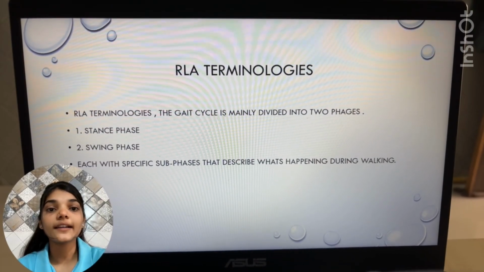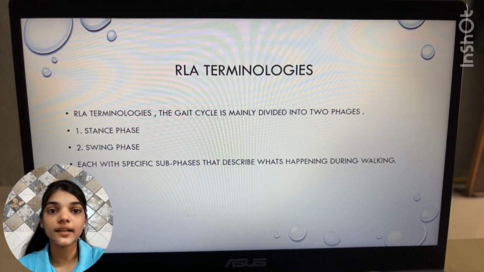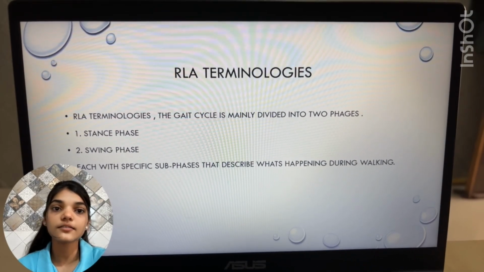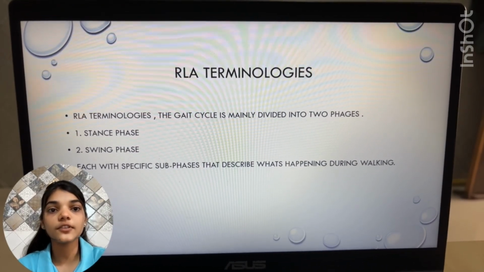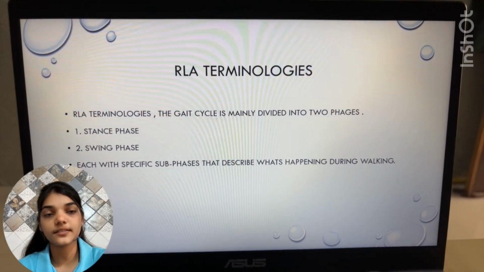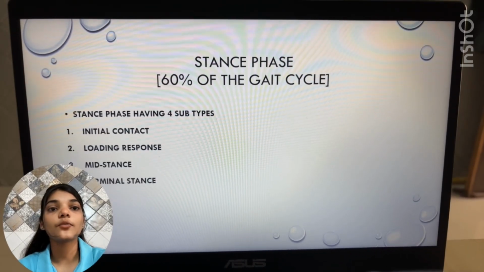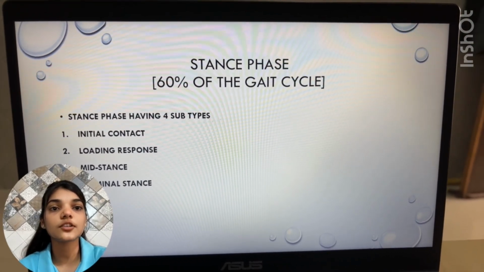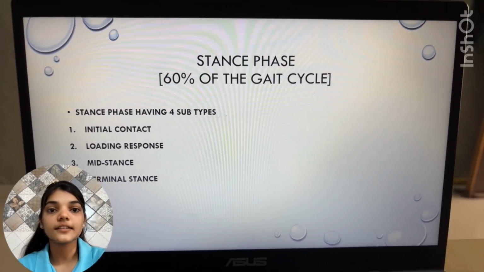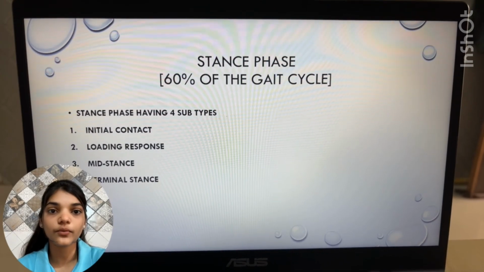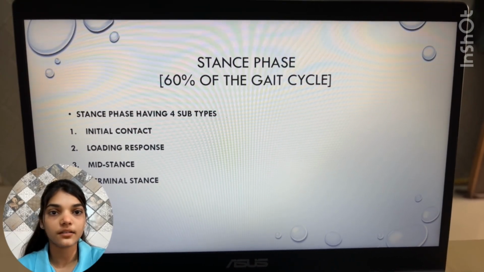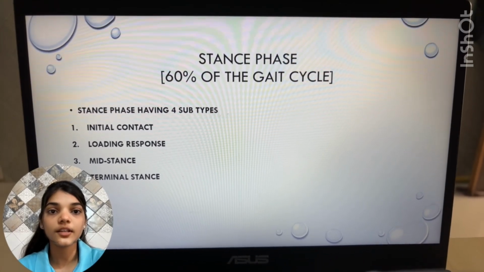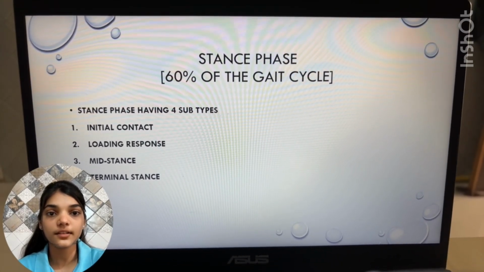Now, RLA terminology is mainly divided into two types. First is stance phase and second is swing phase. Each phase has specific subphases. Now first, stance phase. Stance phase is 60% of the gait cycle in the human gait pattern. Stance phase has four subtypes: initial contact, loading response, mid stance and terminal stance.